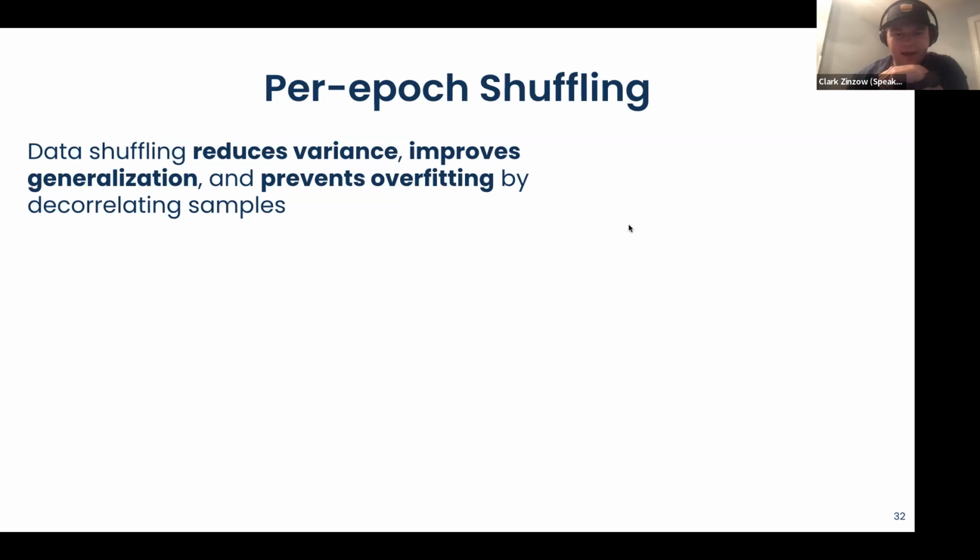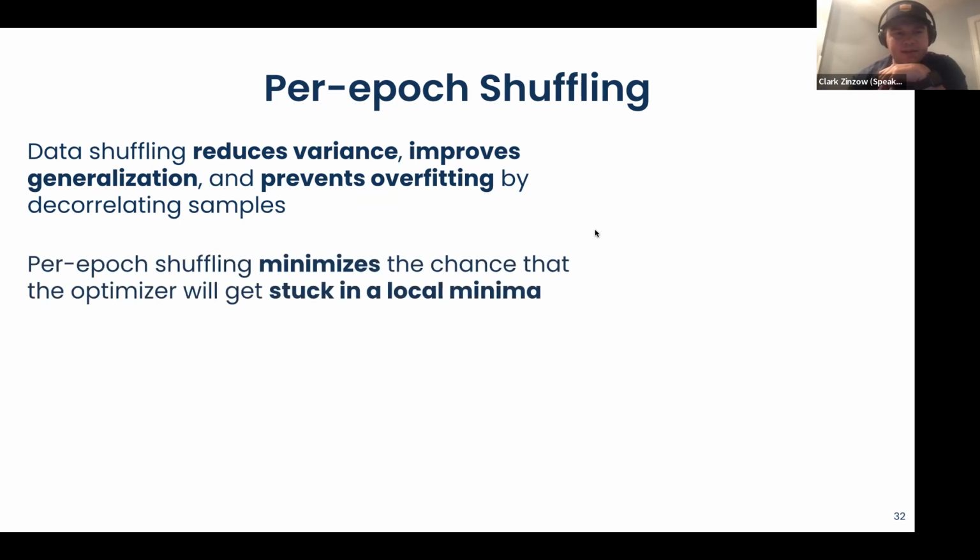Jules. And so that's just shuffling in general. But per epoch shuffling is when you shuffle at the beginning of every epoch before starting to train.